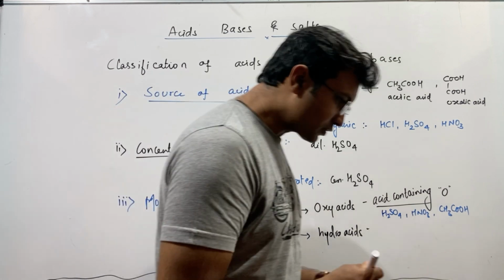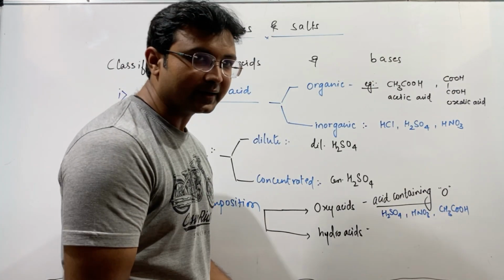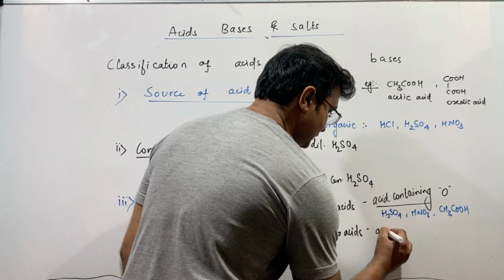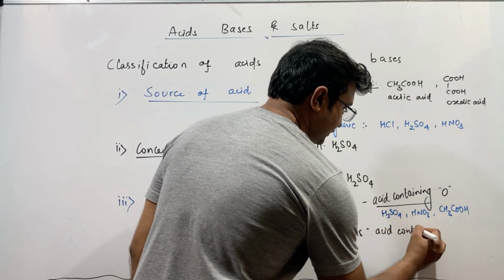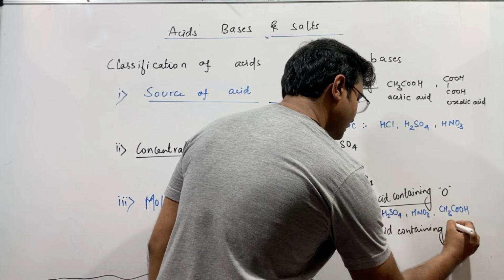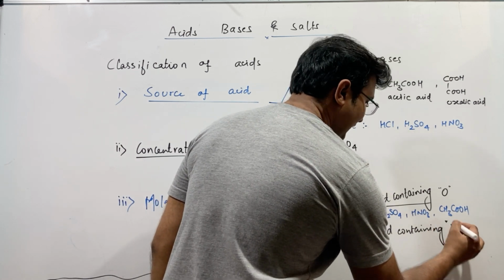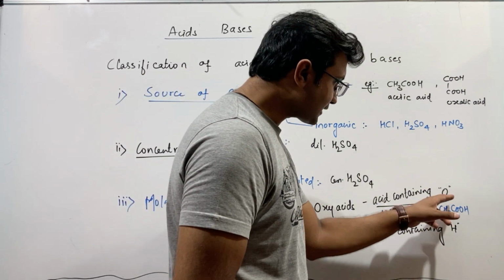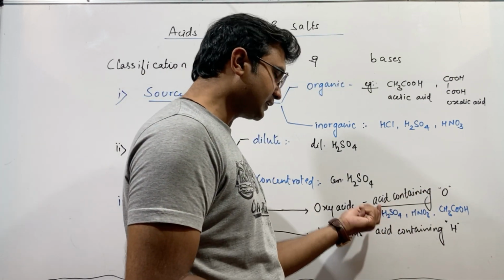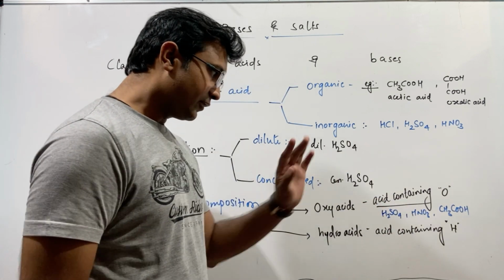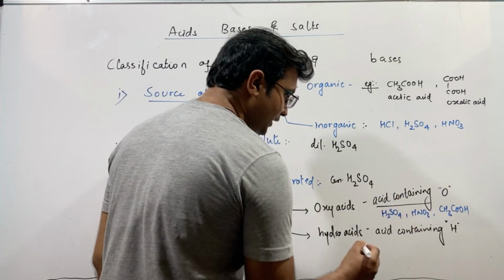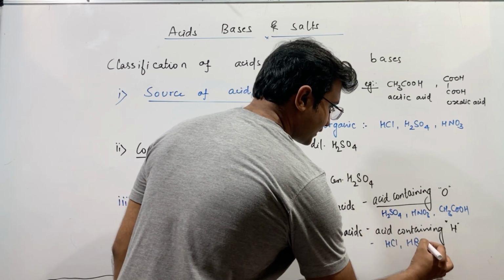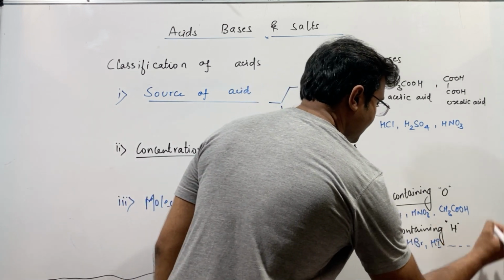Now hydroacid means what? The acids which are containing hydrogen and not the oxygen. See, acids all are containing hydrogen only. But here the difference is the acid besides hydrogen, if it is containing oxygen, it is considered as oxyacids. And the acids which are not containing oxygen are called hydroacids. For example, HCl, HBr, HI, etc.